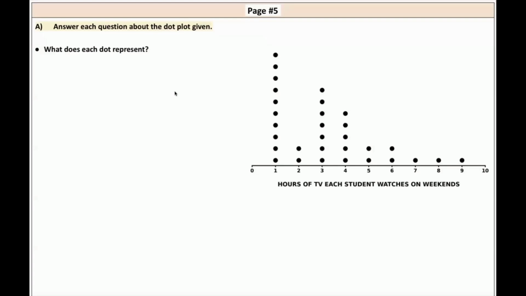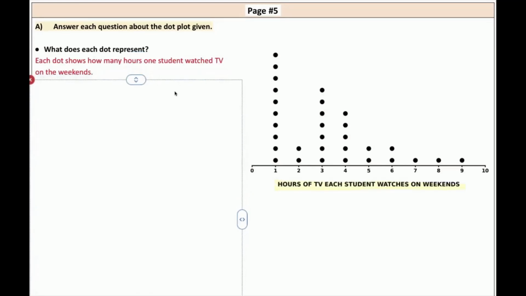Our first question, what does each dot represent? We can look beneath our number line to figure that out. Each dot shows how many hours one student watched TV on the weekend. So each dot is one person surveyed.